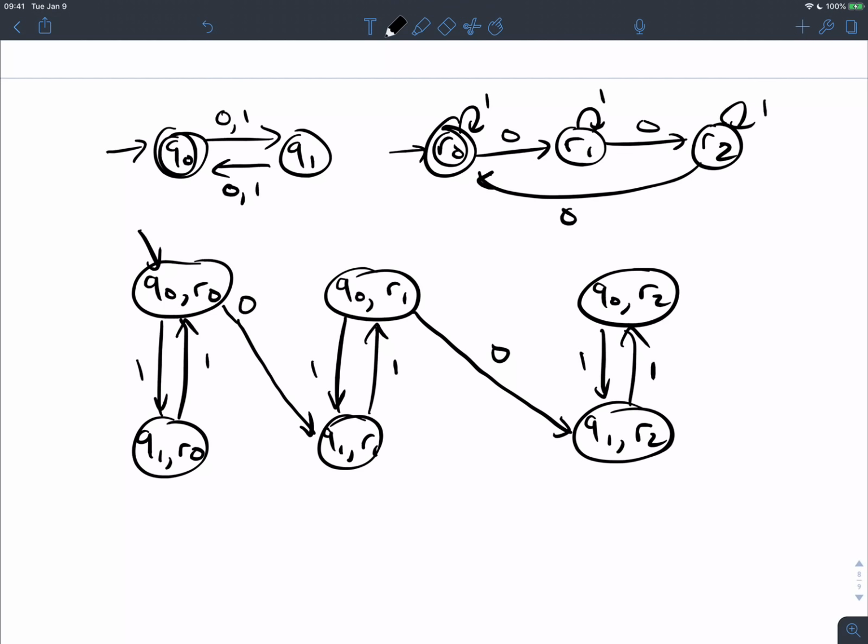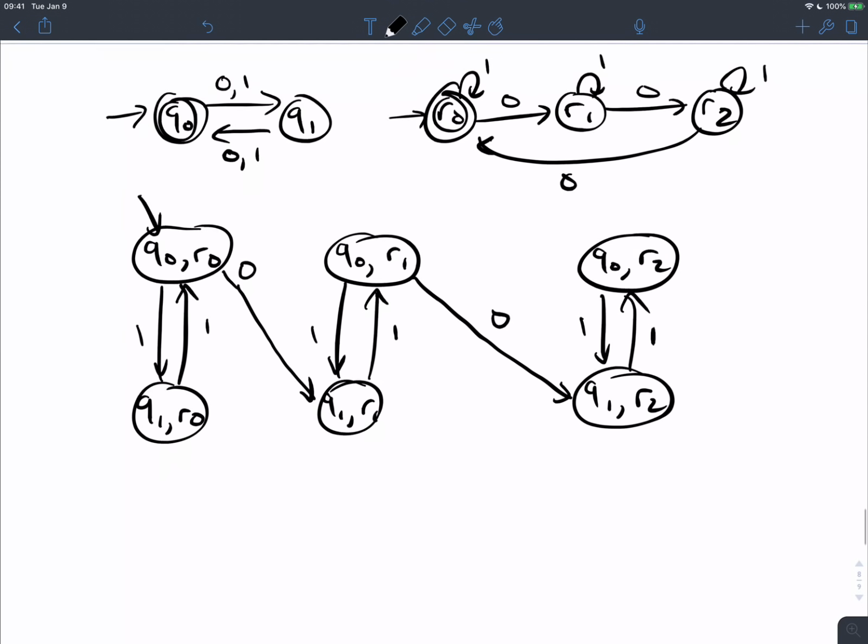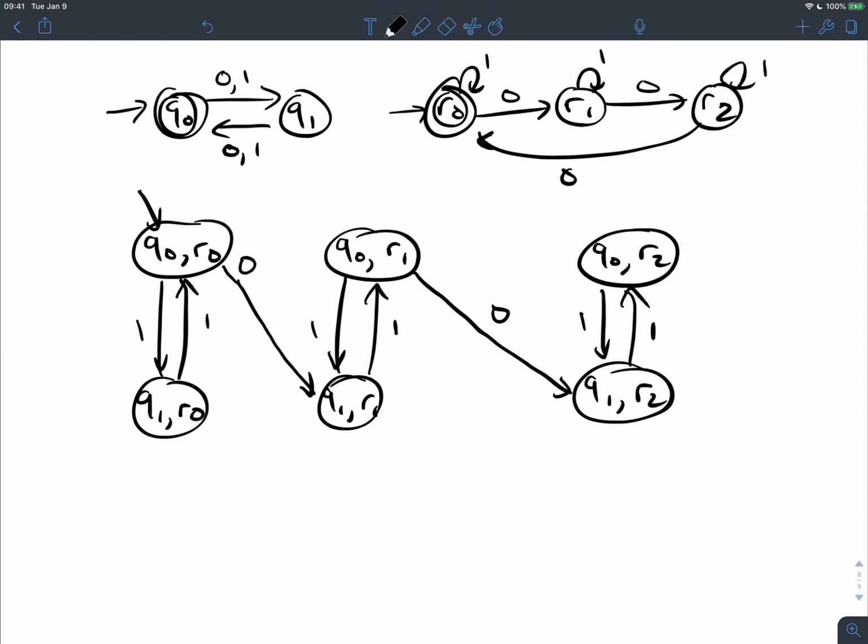So in fact, you can kind of see in this product machine what the original machines were doing, because the 0s are going across the rows and over a column at a time, whereas the 1s are transitioning in the same column. Okay, what about Q0R2? Well, it's definitely going to go down to the Q1 row. Q1R0. So it's in fact going to come all the way over here.